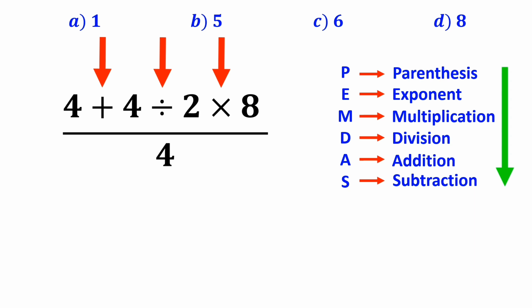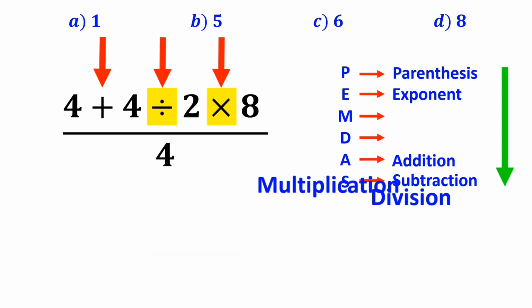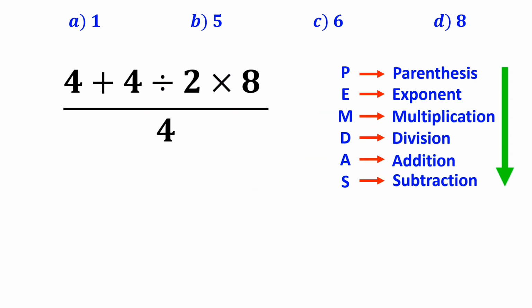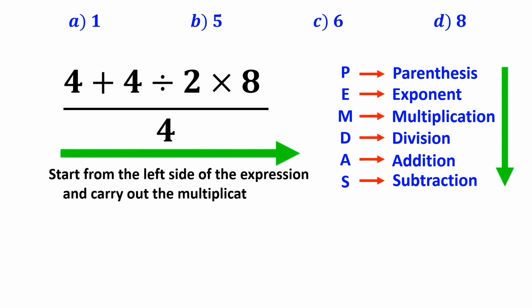According to the PEMDAS rule, we must perform multiplication and division first because they have a higher priority than addition. However, it's very important to remember that multiplication and division are at the same level of priority. In this case, the best thing to do is to start from the left side of the expression and carry out the multiplication and division step by step.